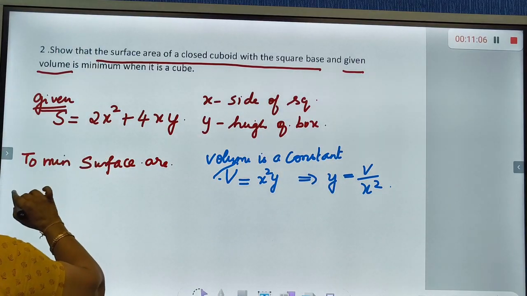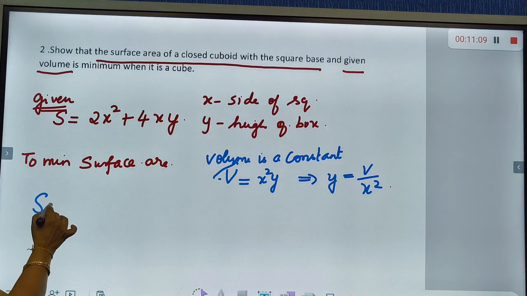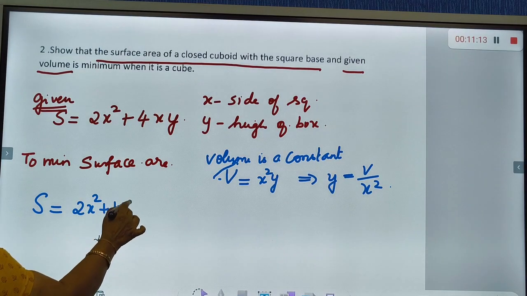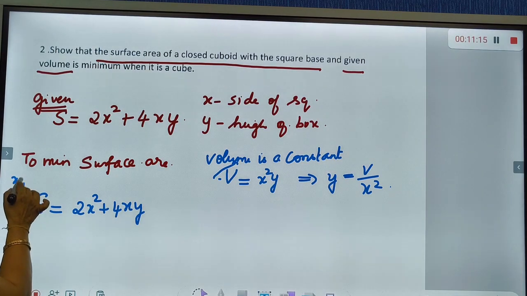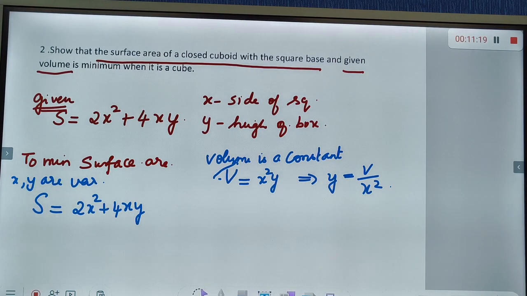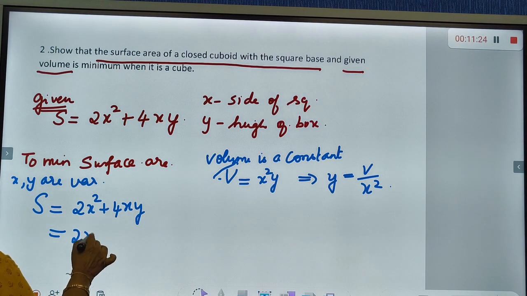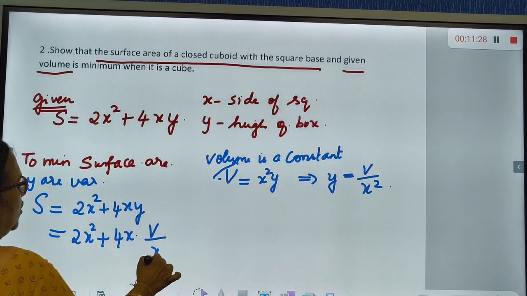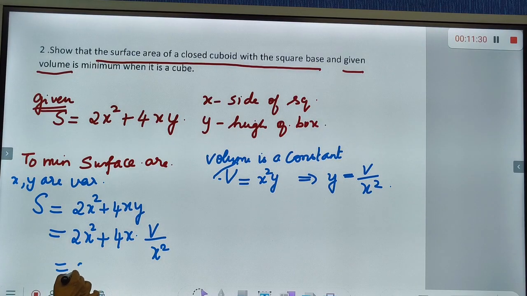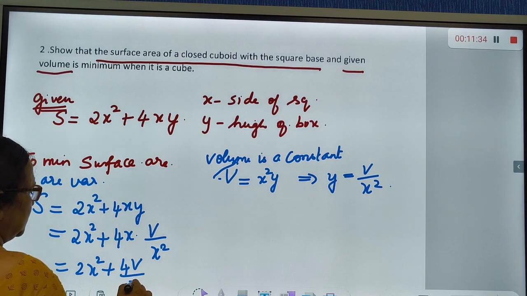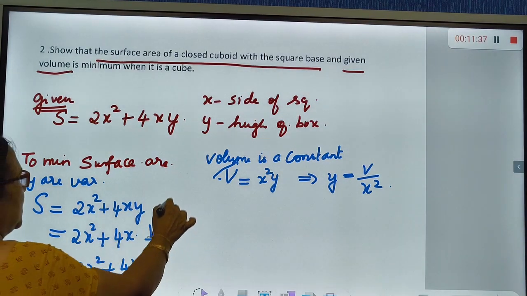Now this is the surface area you need to minimize. So here x and y are variables, so you have to express one in terms of the other. Easy to write y. So 2x square plus 4x into V by x square. This is 2x square plus 4V by x, because one x gets cancelled.